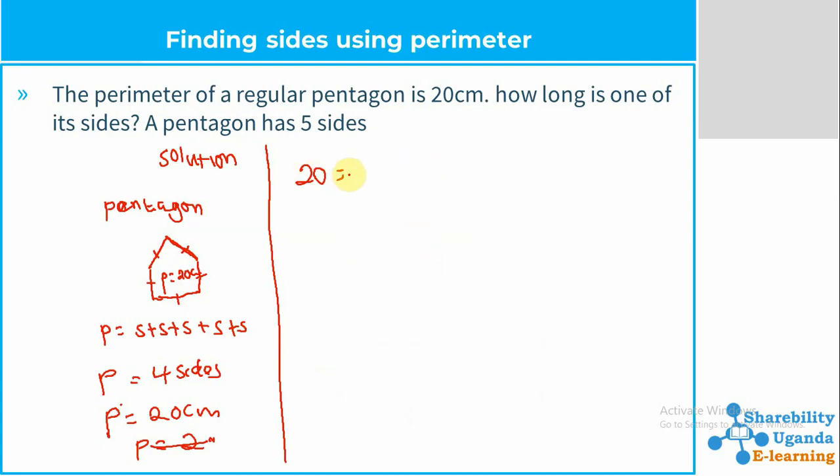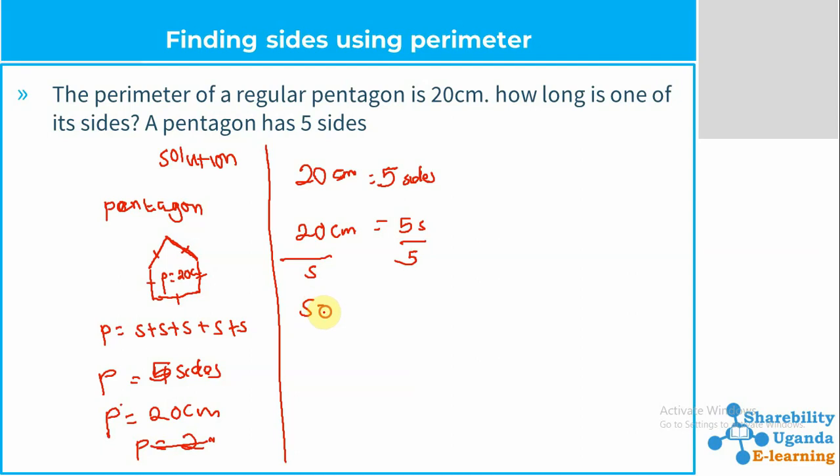We are saying our perimeter, which is 20 centimeters, should be equal to 5 sides, 5s. So now we want the sides, so we shall divide by 5. We divide this by 5.